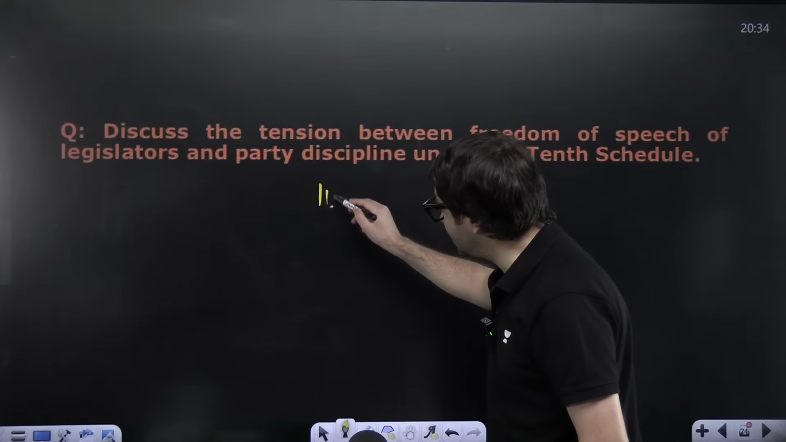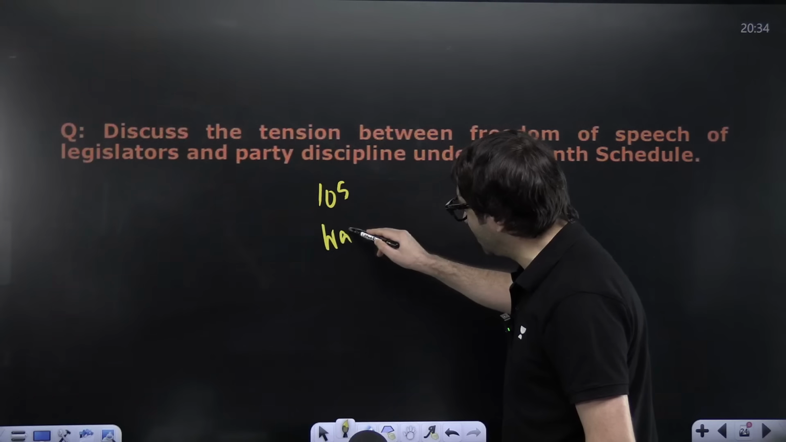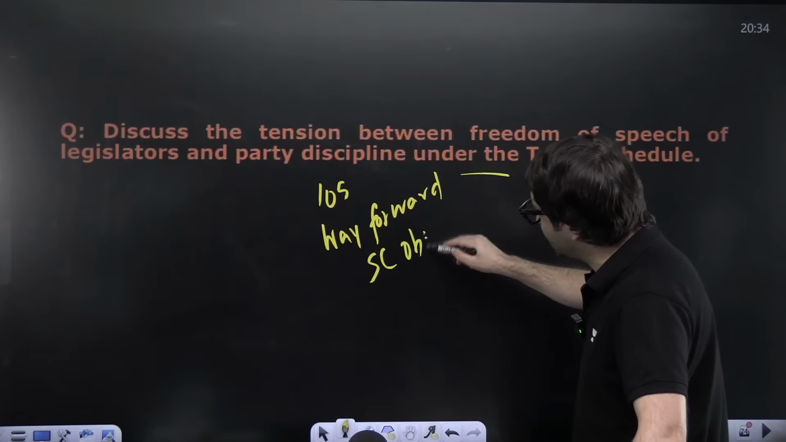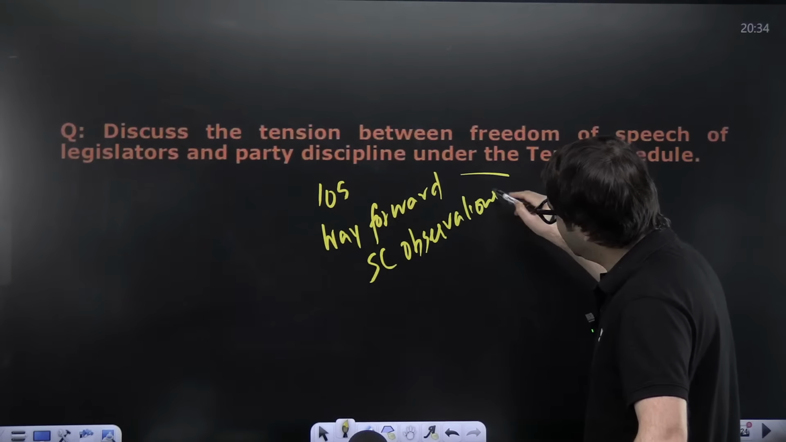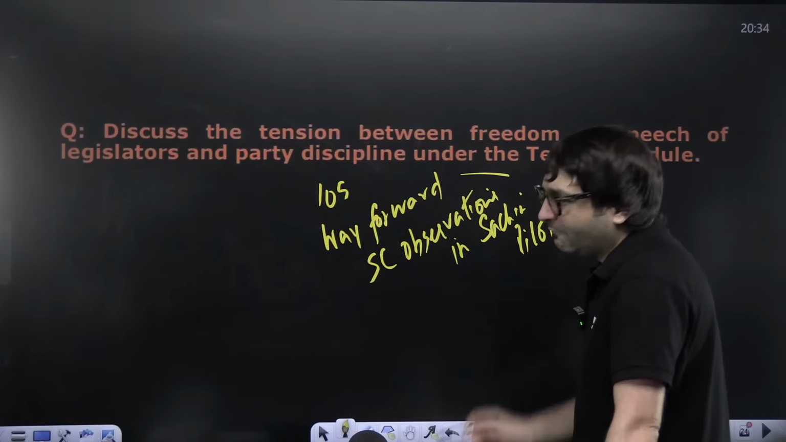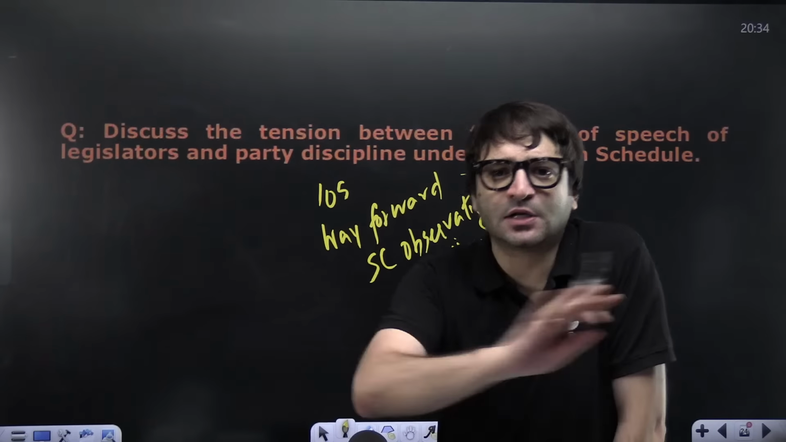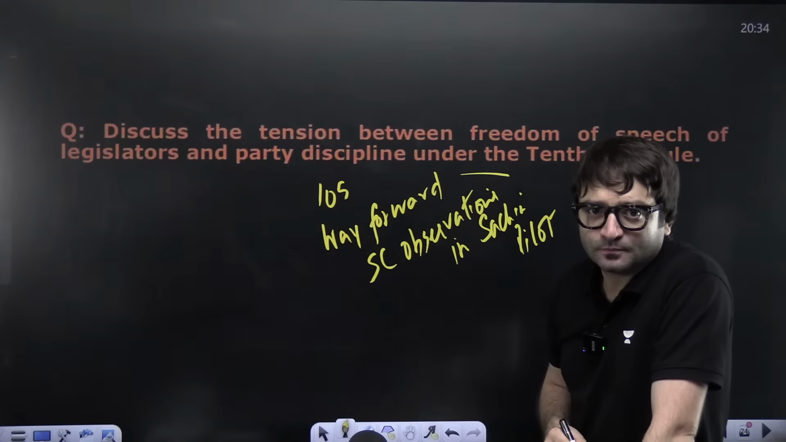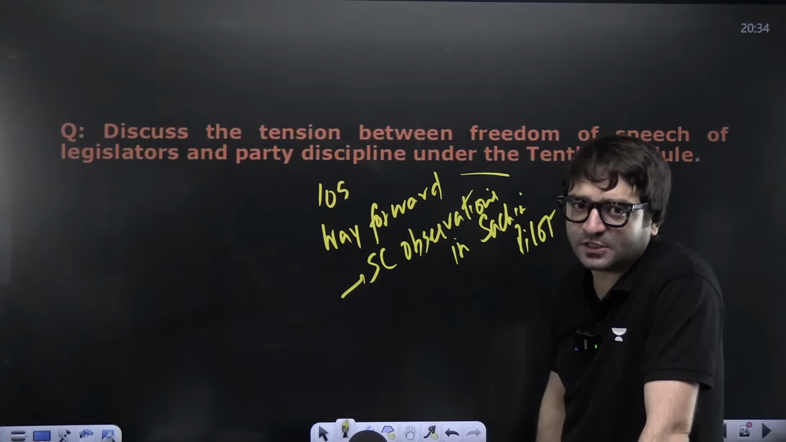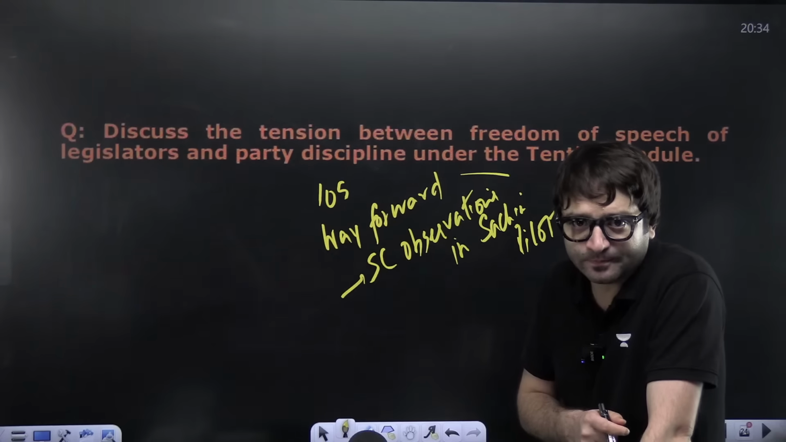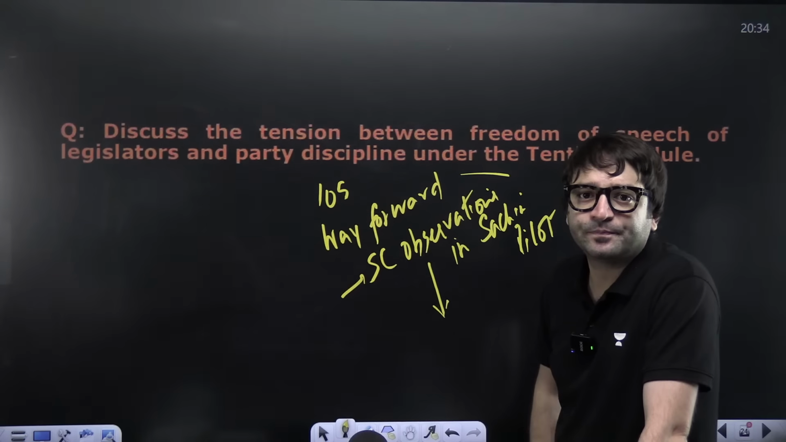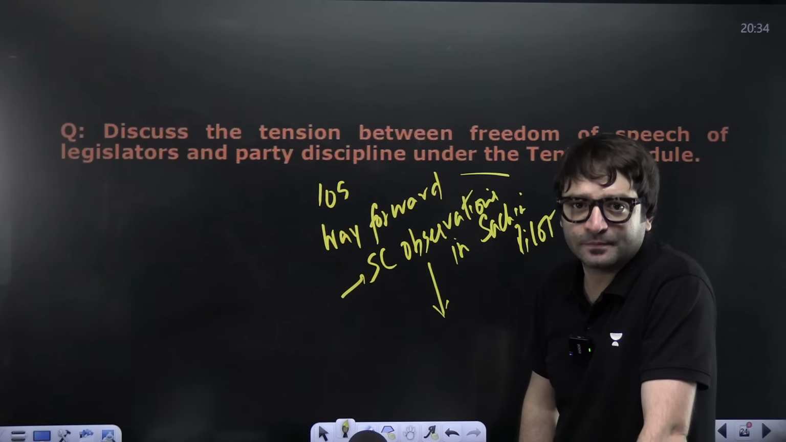Link it with Article 105. Suggest a way forward. Supreme Court observations. In such a pilot case, which I am 100% sure no other student would be able to write. 100%. Supreme Court observations in the Sachin Pilot case regarding the Rajasthan political crisis. Way forward would also include the committee recommendations, the Law Commission, the Dinesh Goswami committees.